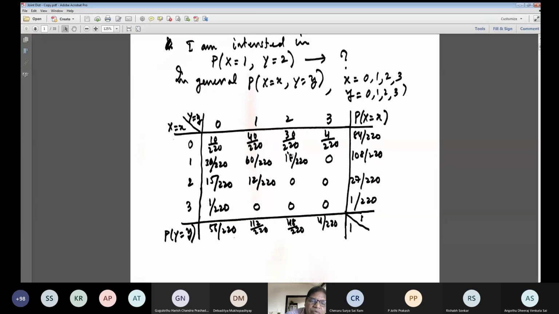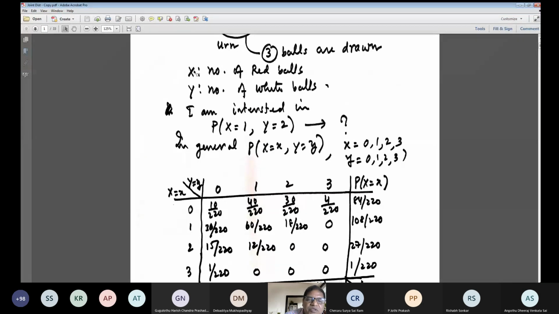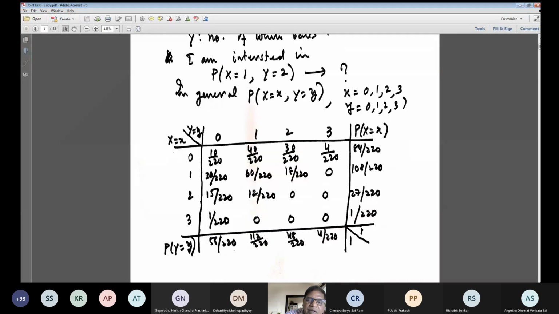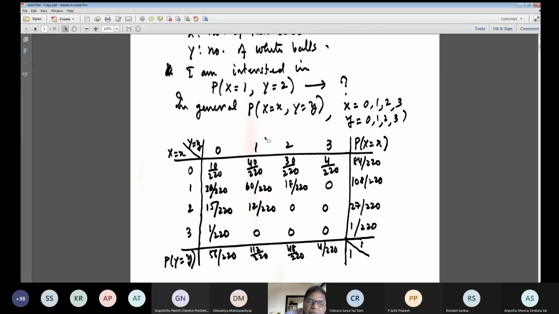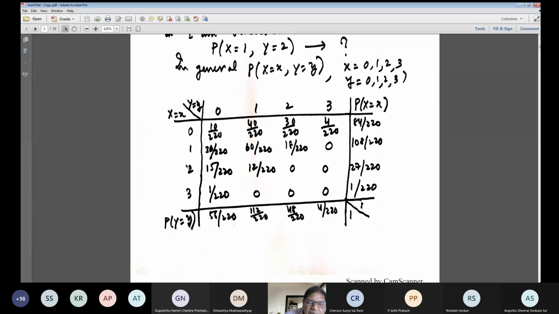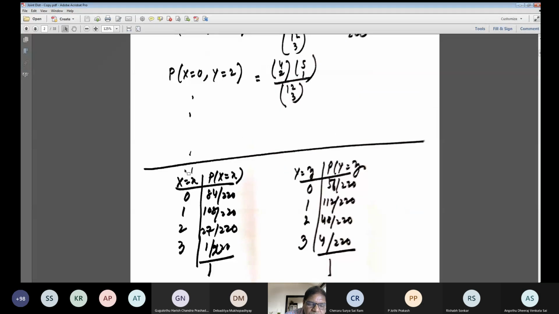Now if I want to find the distribution of X, meaning instead of finding the joint probability of the number of red and number of white balls, if I am interested in only finding the distribution of X, meaning the probability mass function of X and of Y, this table will give you that result. Because X is the number of red balls in a sample of size 3, the number of red balls could be 0, 1, 2, 3 only.